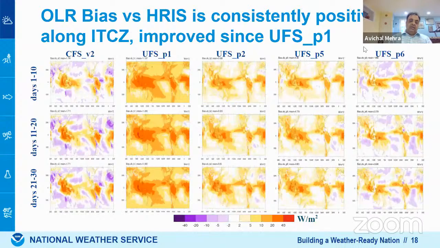But on some other parameters, we made some improvements. So this is looking at the OLR bias as compared with the high-resolution infrared sounder data. And we found a lot of positive bias with prototype 1. But as we moved forward with our prototypes, and especially with prototype 6, the system has reduced the positive bias quite a bit.